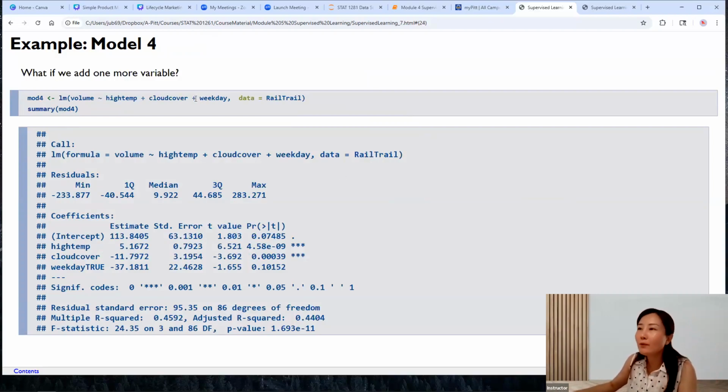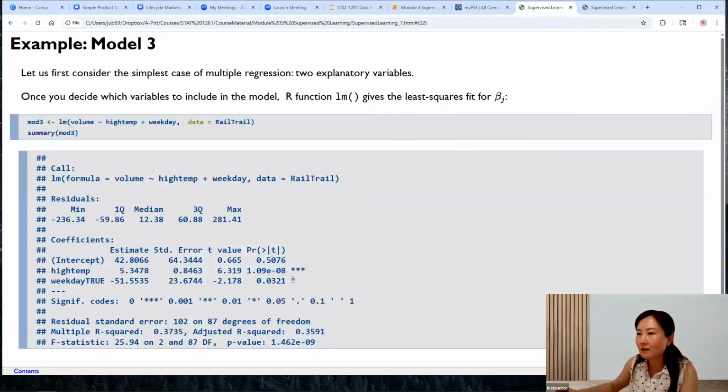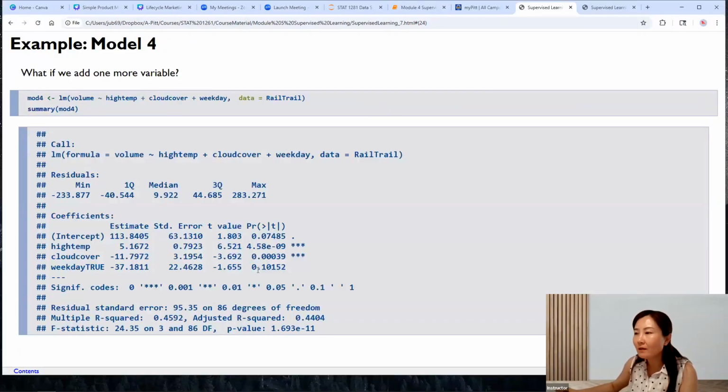What if we add one more variable, for example, cloud cover? Interestingly, weekday 2 is not significant anymore. Previously, both of them were significant. The p-value was greater than 0.01 and smaller than 0.05, so it's still significant. But if we add cloud cover, it's not significant anymore.